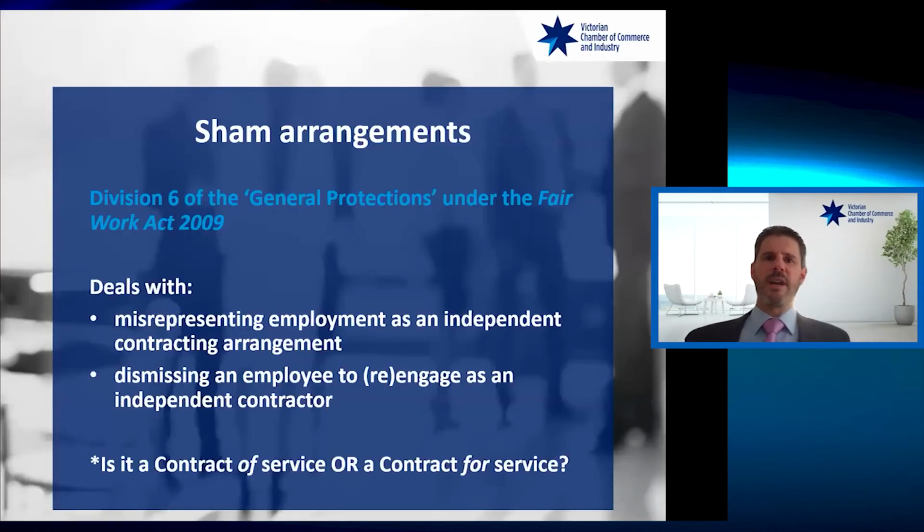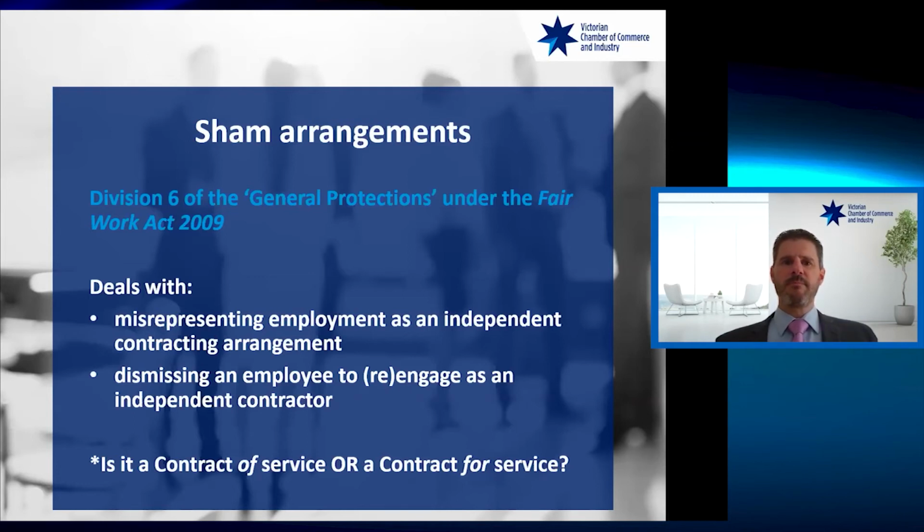Very quickly, I just want to cover off on a couple of other protections. Sham arrangements. So if we've set up an employment relationship which is set up as an independent contractor arrangement, whereas it should really have been an employee-employer arrangement under a typical contract of employment, then there are protections against that in the Fair Work Act. The general protections, I guess, are dealing with a situation where we might be trying to avoid employment entitlements by setting up that contractor arrangement.